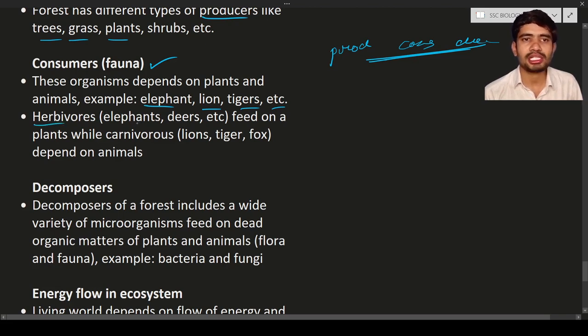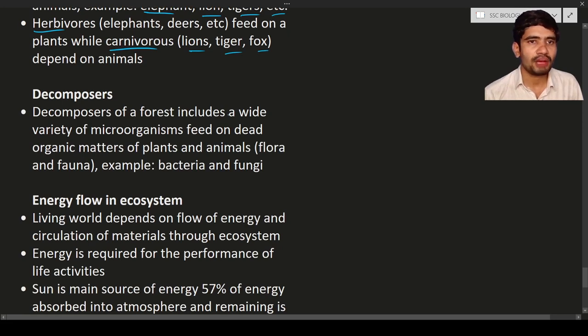Herbivores means the animals that depend upon plants only or grass only. They are going to feed on the plants, while the carnivores are going to feed on other animals, like lion, tiger, fox, for their energy.